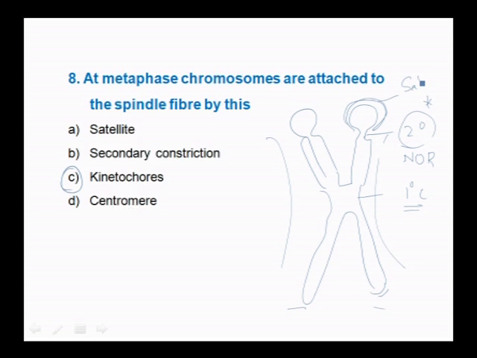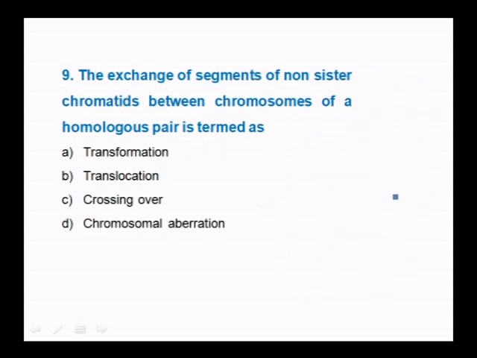Moving on to kinetochore. Kinetochore is a semilunar or subspherical proteinaceous structure which covers the primary constriction, and do remember, spindle fibers come and attach to this particular kinetochore. So answer for this 8th question is C, kinetochore. 9th question, the exchange of segments of non-sister chromatids between the chromosomes of homologous pair is termed as. Answer for this is crossing over, which happens during the Pachytene stage of prophase 1 of meiosis.